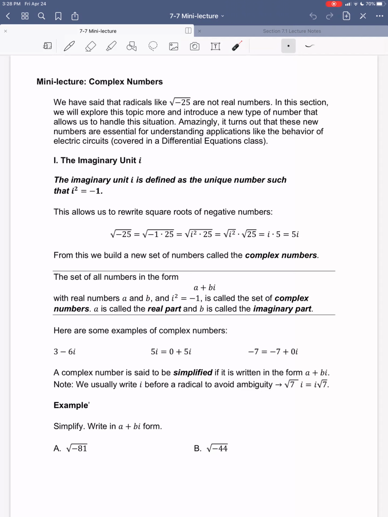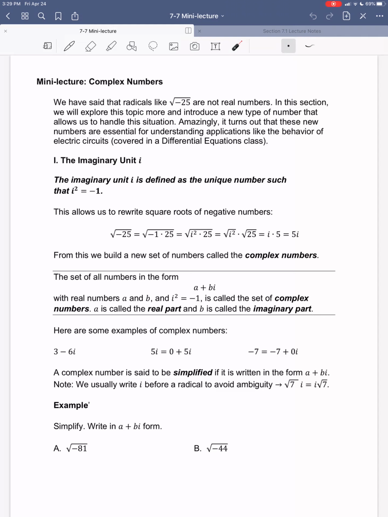those aren't equal. So in this section, we're going to explore this topic more, introduce a new type of number that allows us to handle this situation. Amazingly, it turns out that these new numbers are essential for understanding applications like the behavior of electric circuits. Those would be covered in a differential equations class or something like that. So although it may seem to you that these are sort of strange numbers, in fact the name associated with this is the imaginary unit or imaginary numbers. That makes it a little bit problematic for students, but there are many applications that wouldn't exist and problems we couldn't solve if we didn't have this idea.